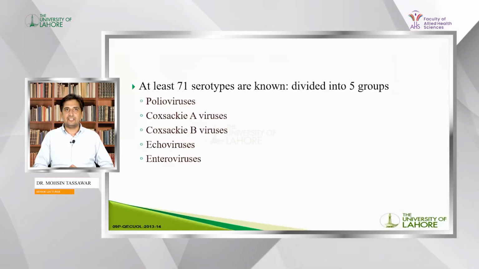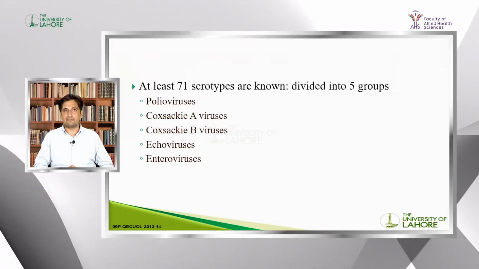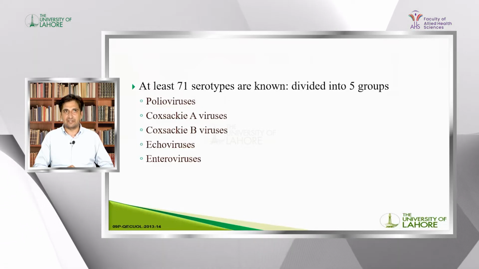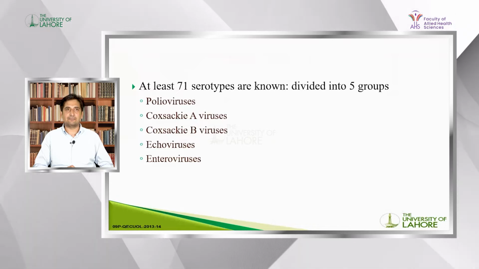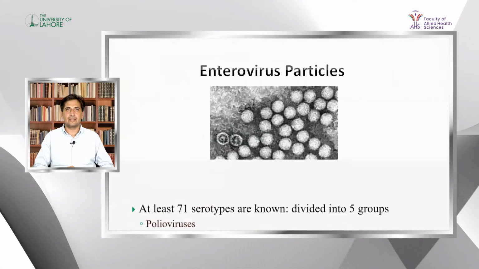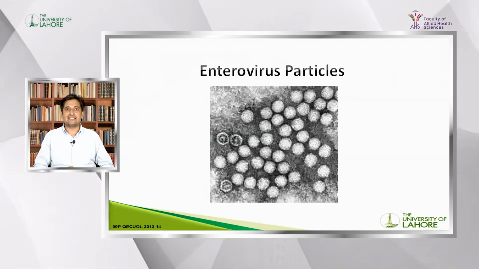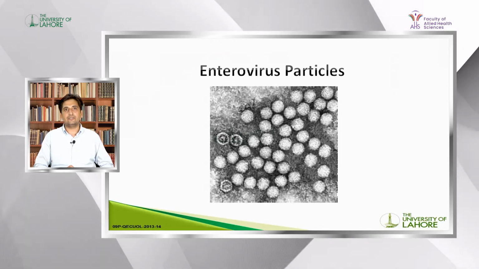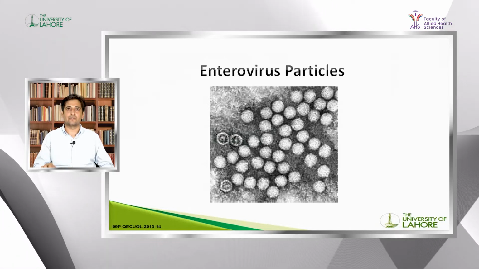At least 71 serotypes are known, which are divided into 5 groups. One of them is polioviruses. Second, Coxsackie A virus, Coxsackie B virus, echoviruses, and enteroviruses. Here you can see the electron micrograph of these enteroviruses, and you can notice the icosahedral symmetry of these viruses in this electron micrograph.